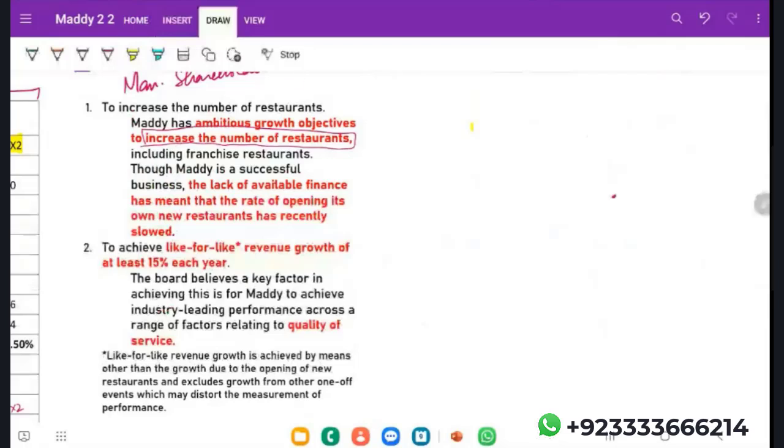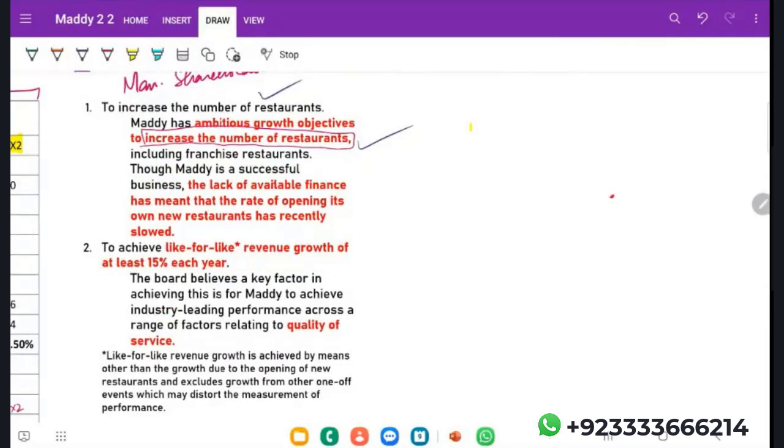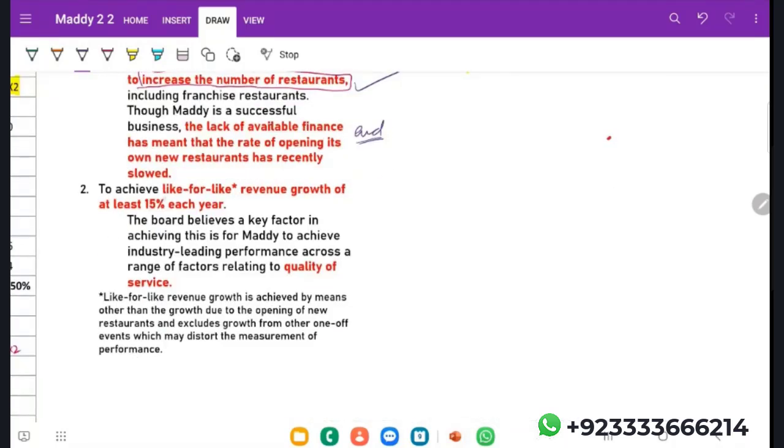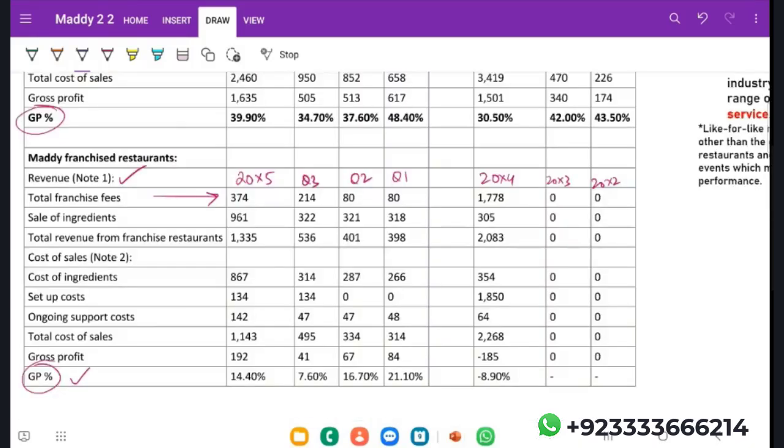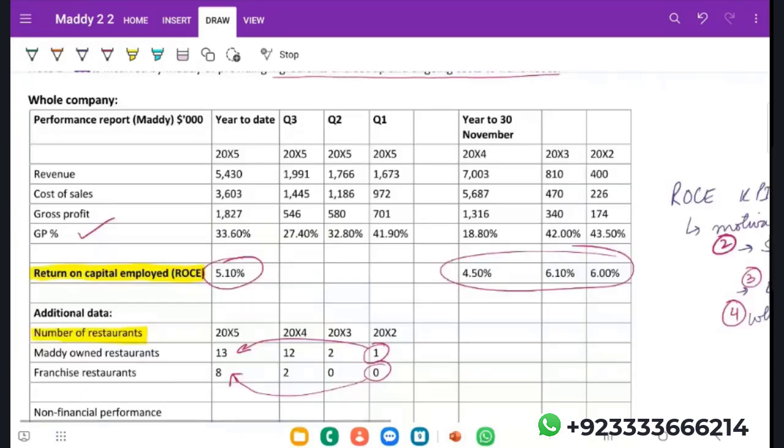So we are done with this. Lack of available finance, so let's write it at the end. Right? Now we are focusing on the core objectives of the company: to achieve like-for-like revenue growth of at least 15% each year. 15% growth each year. So this is the whole company situation.